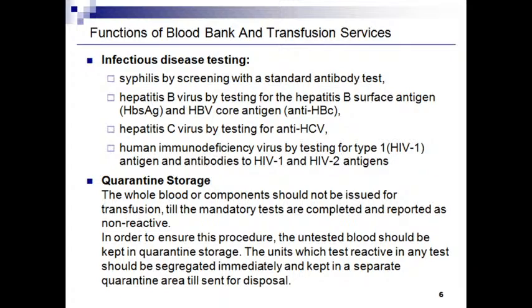Before the blood portions are ready for distribution among the clinical hospitals, they should be under quarantine storage. Quarantine storage is when the whole blood or blood components should not be used for transfusion until the mandatory tests are completed and reported as non-reactive. The tests must be negative. The blood components and blood portions should not contain infectious pathogens. In order to ensure this, the untested blood should be kept in quarantine storage.